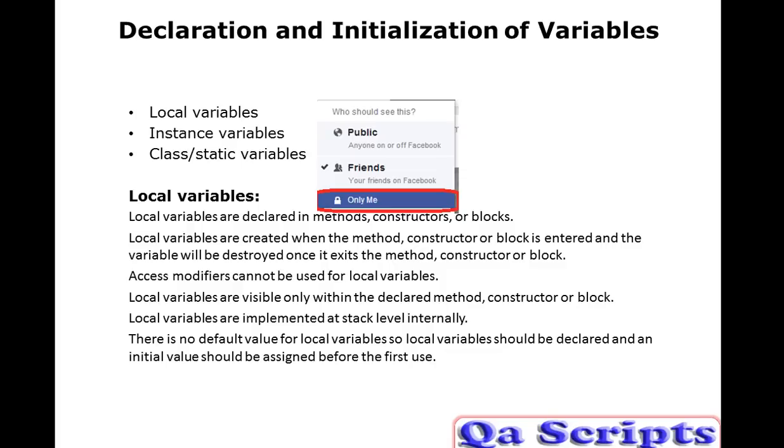It's as good as a local variable. Local variable is nothing but a variable created inside a method or constructor or a block. So this variable will not be available or accessible to another method or another class. So this is very specific to a method, like the only me option we have in case of Facebook.